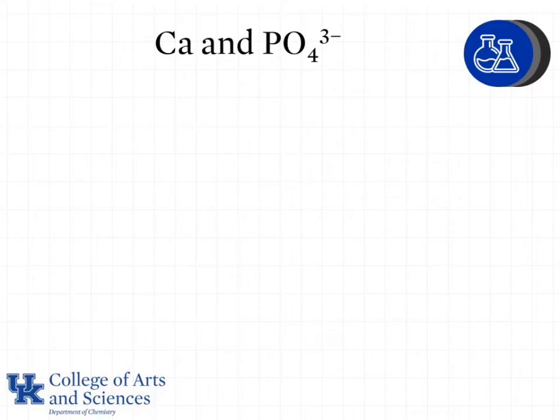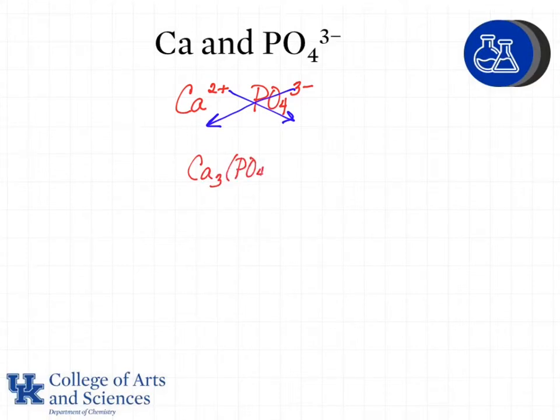Let's look at an example with calcium and phosphate ion. So calcium, when it forms an ion, has a +2 charge. Phosphate is PO4 with overall 3- charge. We do our crisscross down and we get Ca3(PO4)2. Notice that I use the parentheses because I need 2 phosphate groups.